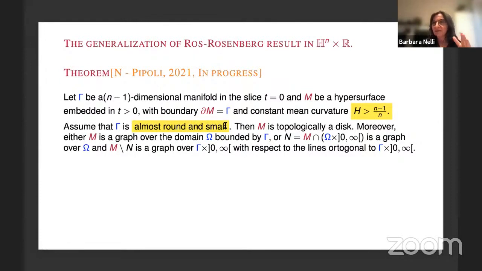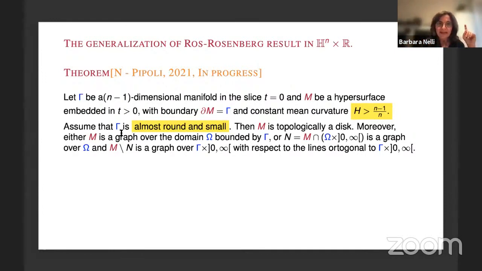I will say in a moment what it means precisely, but it is really almost rounded small. I mean, geometrically it is very easy to imagine. Then M is topologically a disk. Moreover, you have that the shape is the same as before: a graph in the cylinder, a graph in the horizontal direction outside the cylinder.